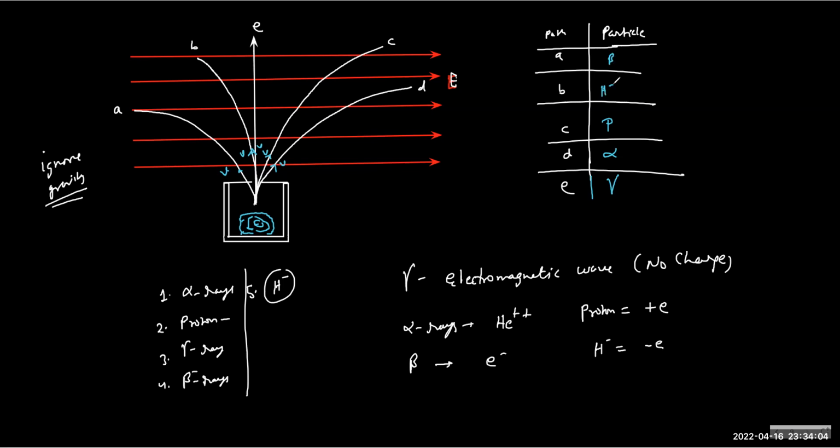Correct. And similarly, in case of C and D, C will belong to alpha, right? Yes, sir. And D will be proton. So we do not decide by the force, rather we decide by the acceleration, and we must look at who will deviate in what direction. Okay.